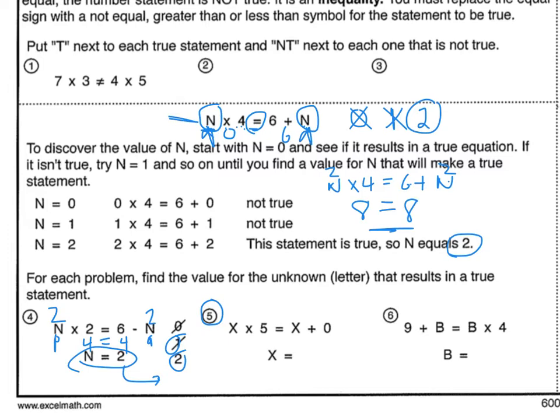So for number 5, you should have already done this. We have x times 5 is equal to x plus 0. And the first number we try is 0. When I plug a 0 in here, 0 times 5 is 0, and 0 plus 0 is also equal to 0. So when I plug a 0 in, both sides come out to be 0, and x is equal to 0. We got wild zeros on that one. You should have nothing but zeros written all over the place for number 5.